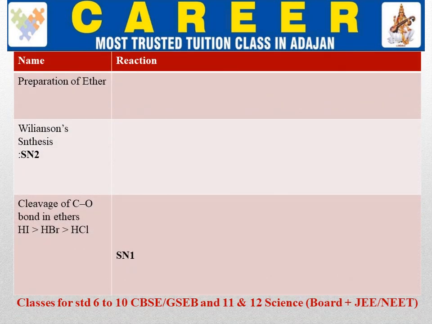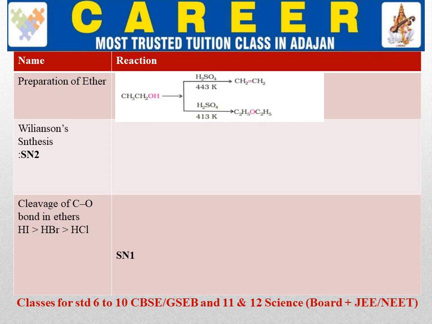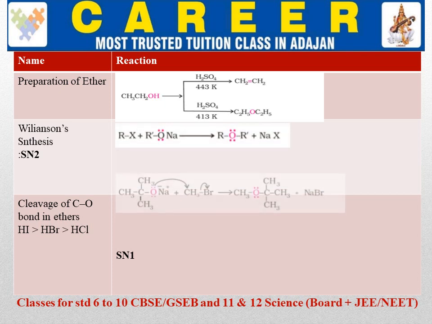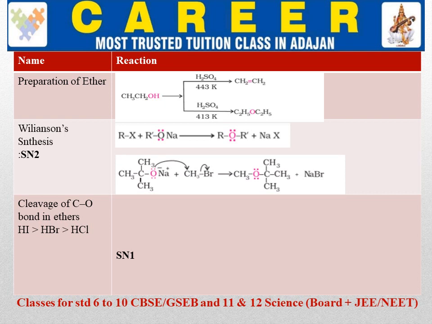Preparation of ether. Ether can be produced by various methods. Alcohol on heating with concentrated sulfuric acid at 413 Kelvin gives diethyl ether, but at 443 Kelvin it gives ethene. Williamson ether synthesis follows the SN2 mechanism, which means the alkyl halide must be methyl or primary. RX reacts with alkoxide ion to give ROR and NaX. For example, tertiary butoxide and a primary alkyl halide give the ether. But if we take a tertiary alkyl halide and a primary alkoxide, then it undergoes an elimination reaction.